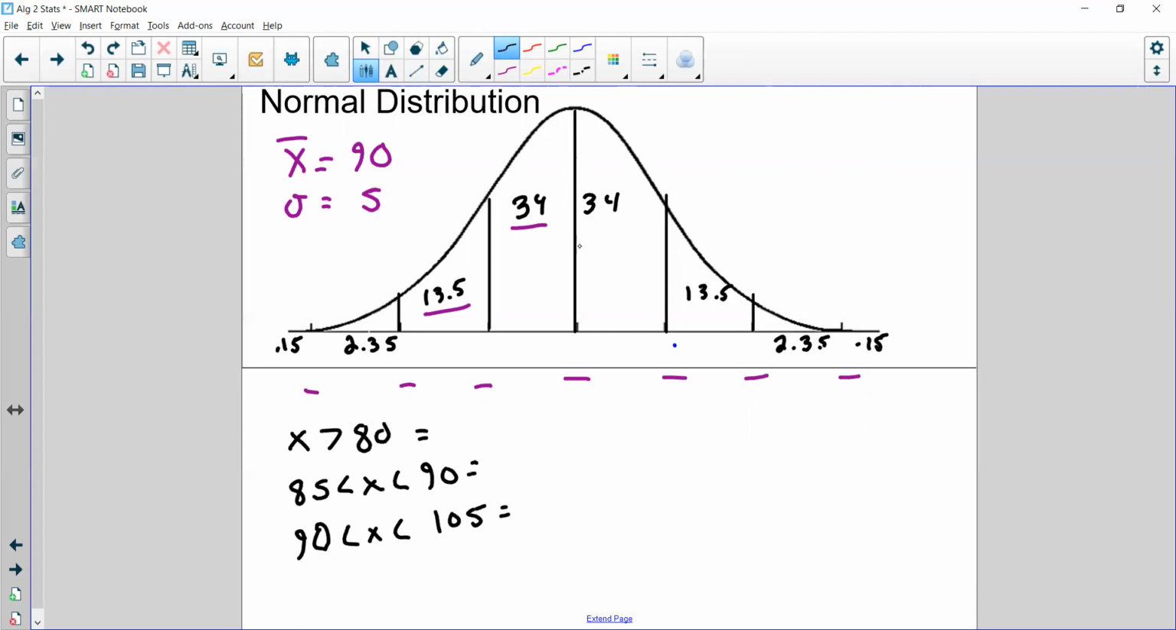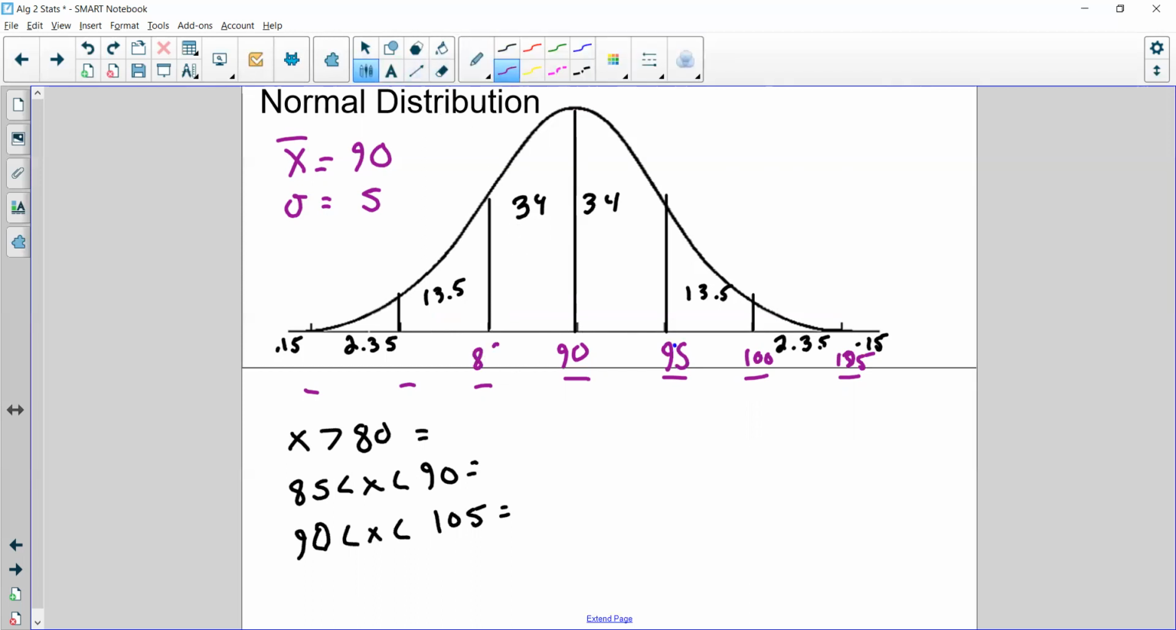So X bar is the mean, which is always in the middle. So it's always going to be this number here, 90. And the sigma is the standard deviation. What's the X bar? Mean or average, so I need 90. You can put it on top or on the bottom, that doesn't matter. I like the bottom because it's flat. Why did you underline 34 and 13.5? No reason, that's probably from the previous question.